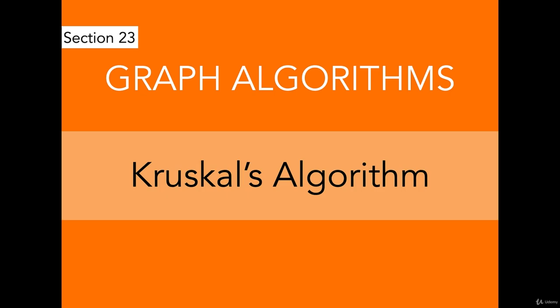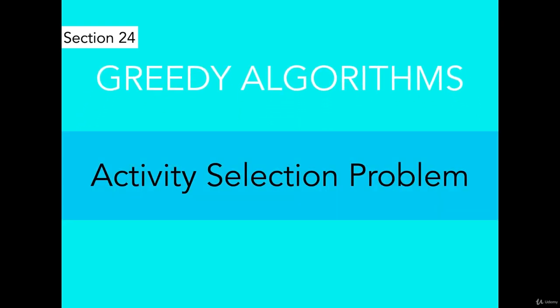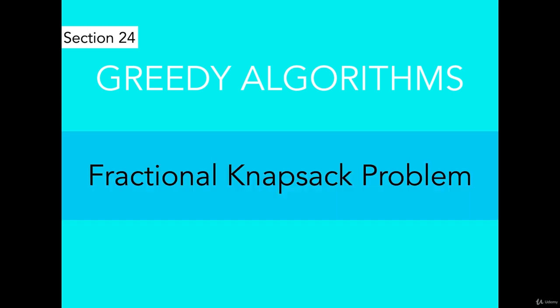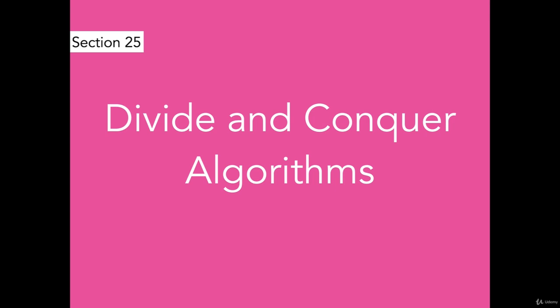Then with this, we conclude the graph section and we move on to the next section, which is called greedy algorithms. So here we talk about which algorithms use greedy approach, and we solve problems like activity selection problem, coin change problem, and fractional knapsack problem using greedy approach. Then the next section is divide and conquer algorithms. Here I will talk about main properties of divide and conquer algorithms, and we will learn how we can identify and solve problems using divide and conquer approach.